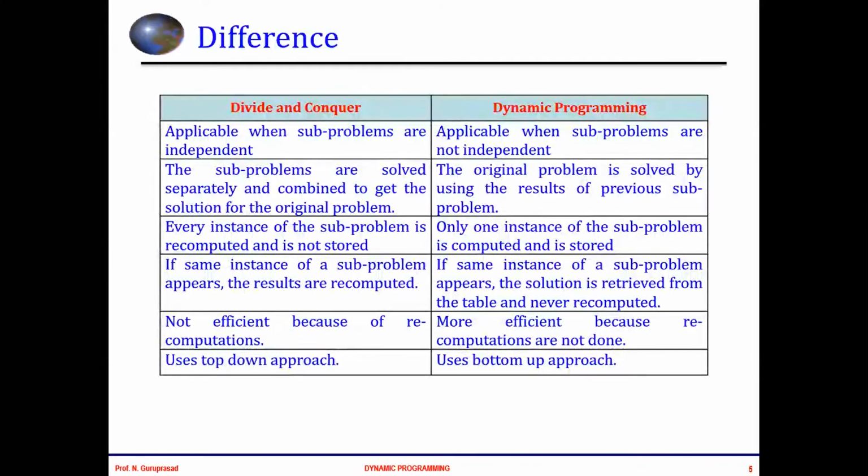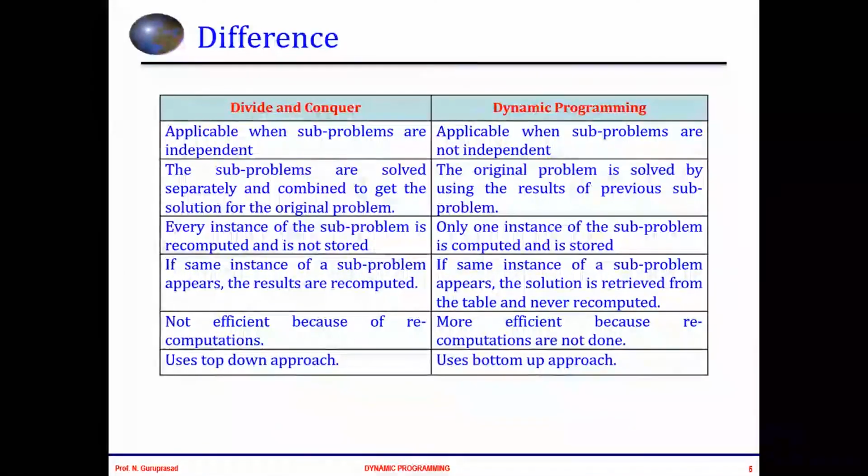This is the fundamental difference between divide and conquer and dynamic programming. The first one is applicable when subproblems are independent. On the other hand, dynamic programming is applicable when subproblems are not independent. So similarly, you have other differences. Just have a look at it.